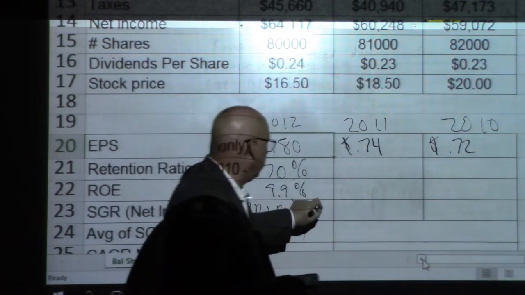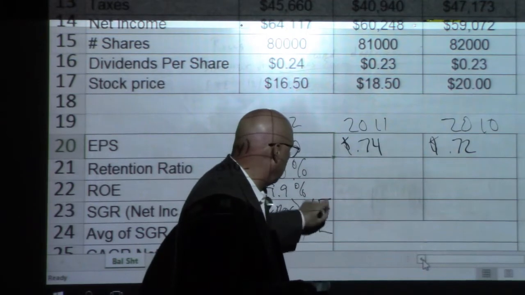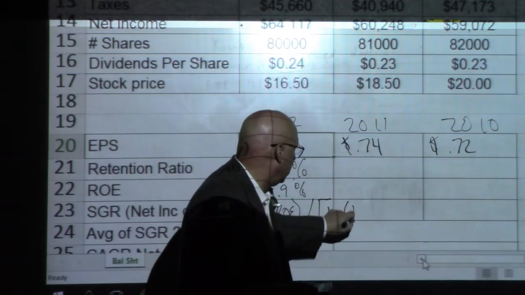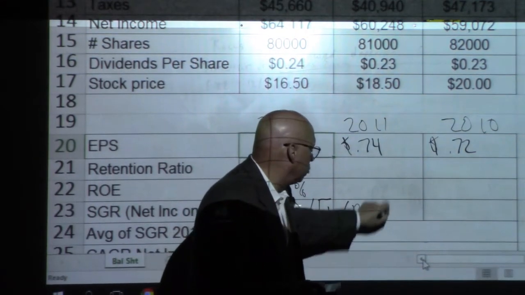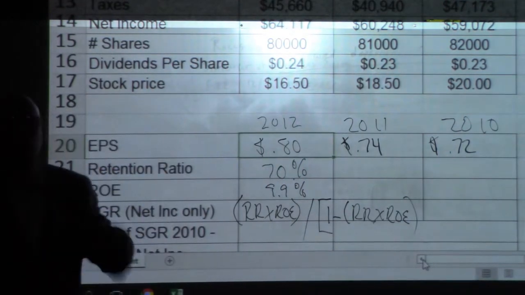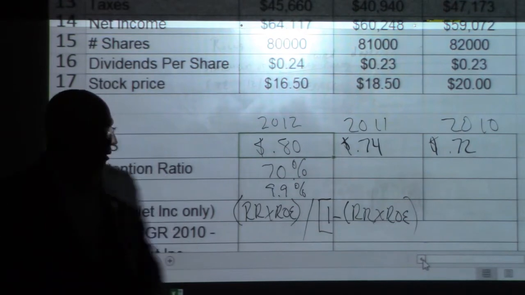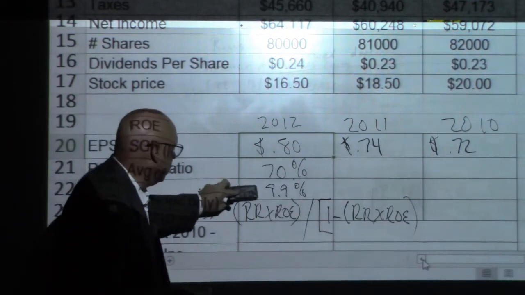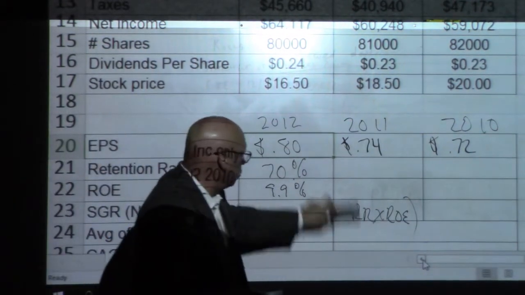So now let's find the SGR, and the SGR is the retention rate times return on equity divided by 1 minus the retention rate times return on equity. Okay? The SGR, it's a growth rate for net income. All right, so let's find this. So erase this formula here.